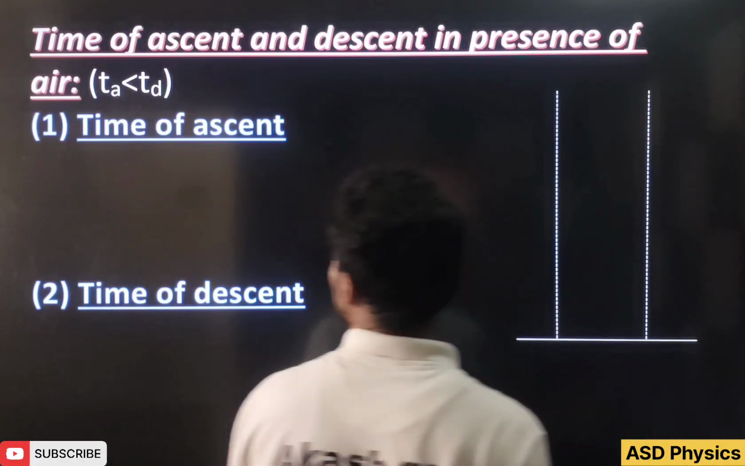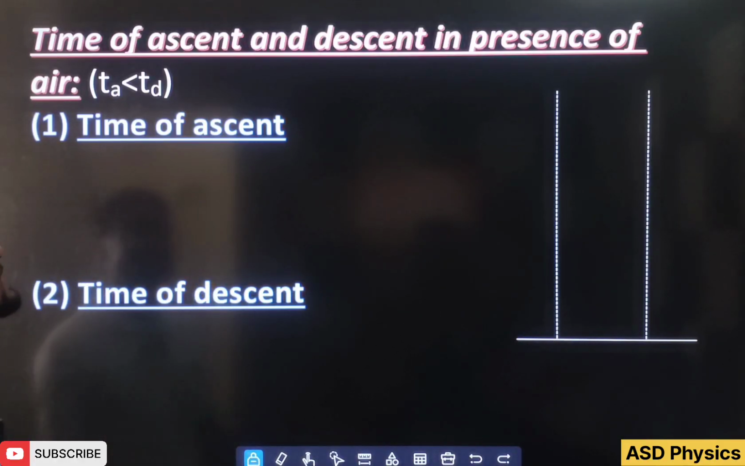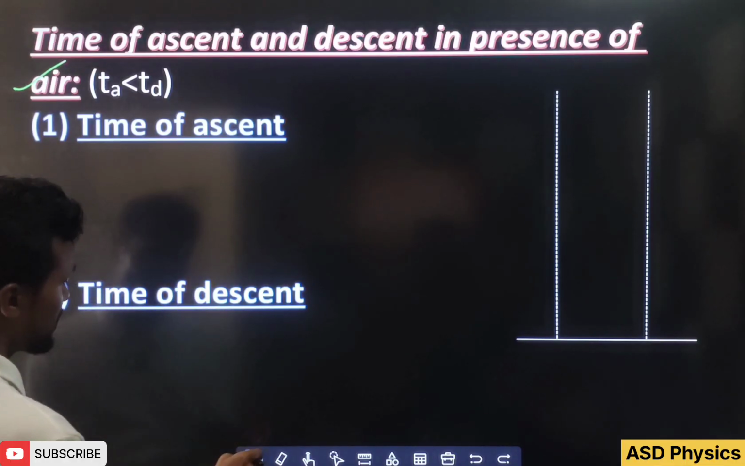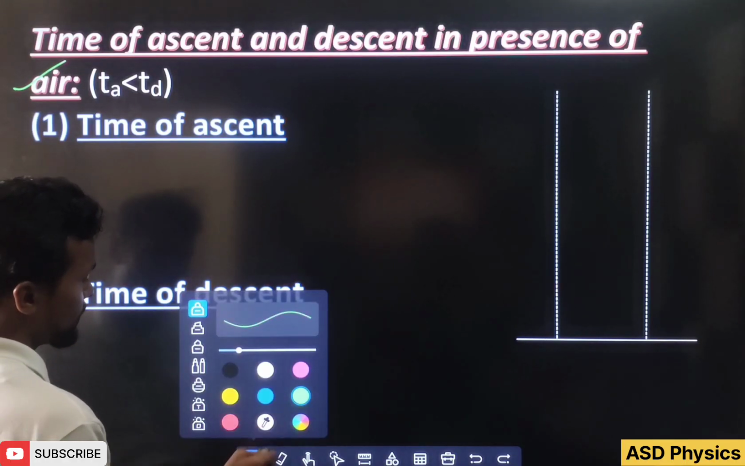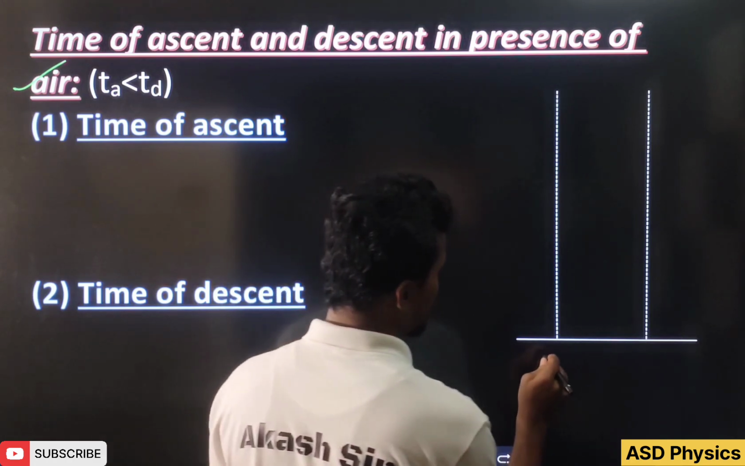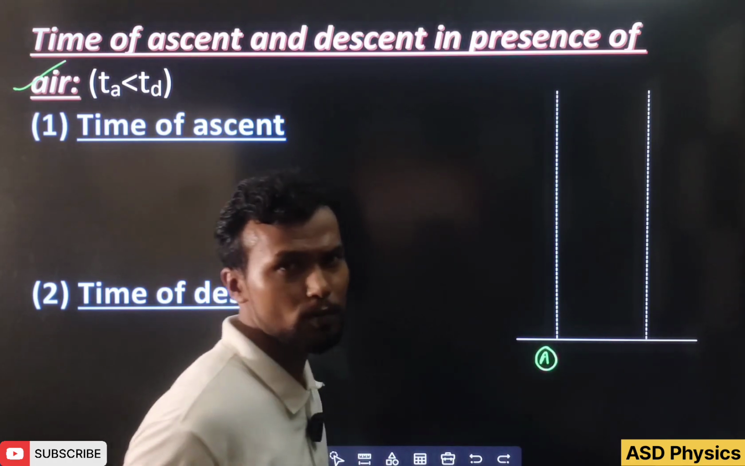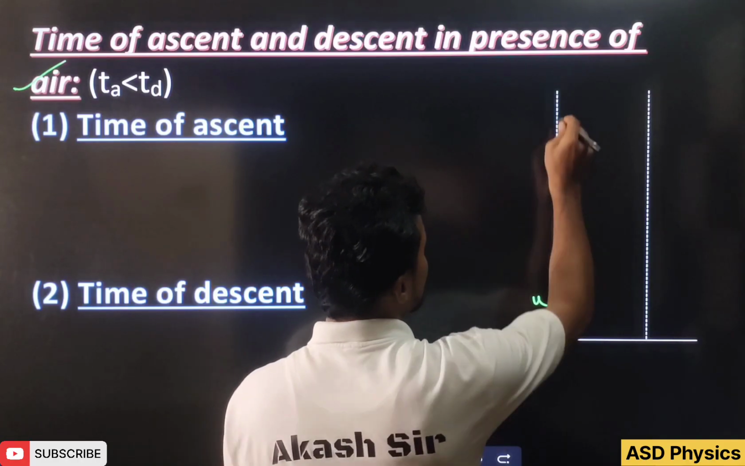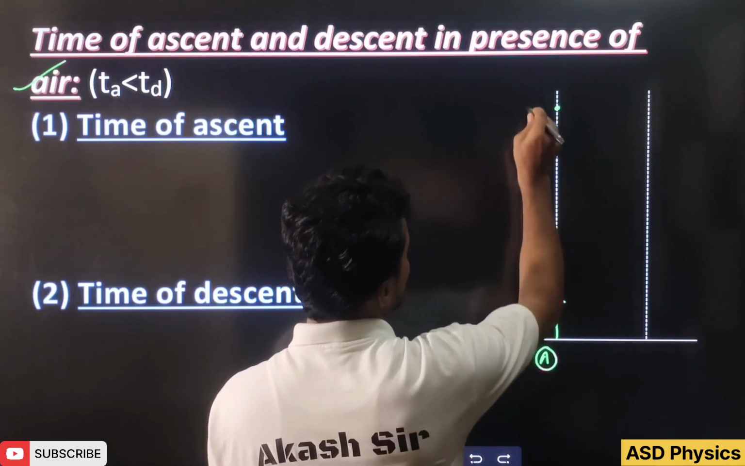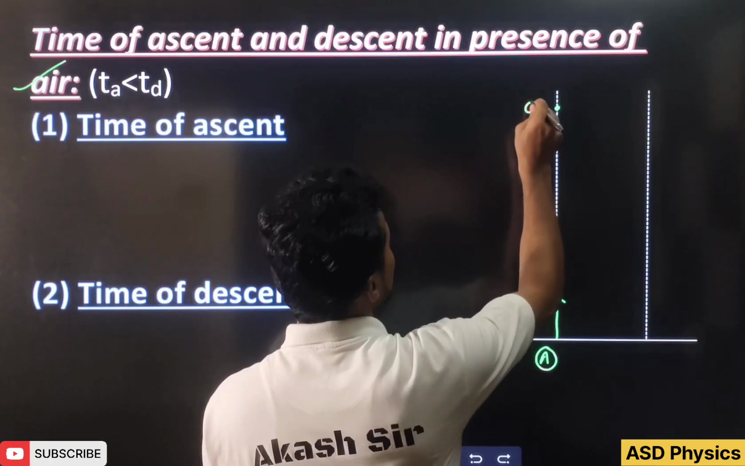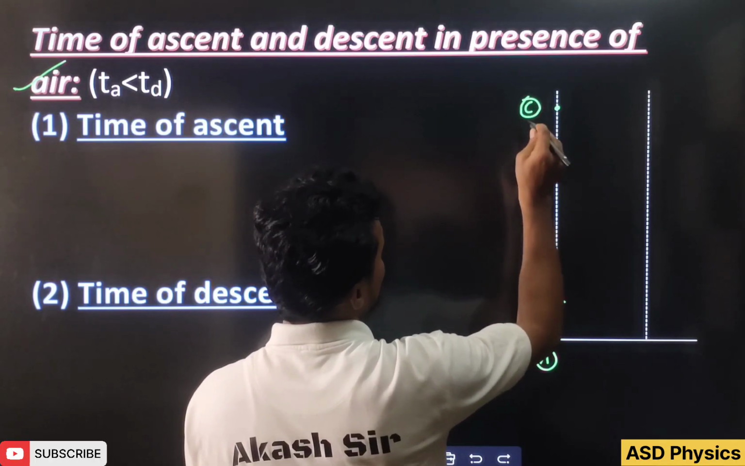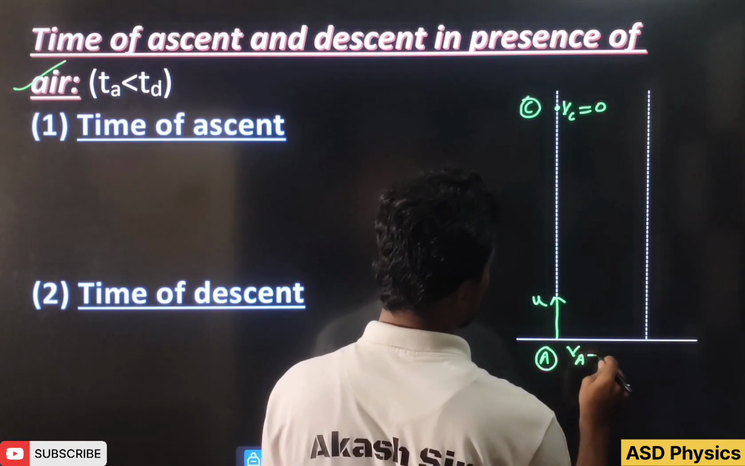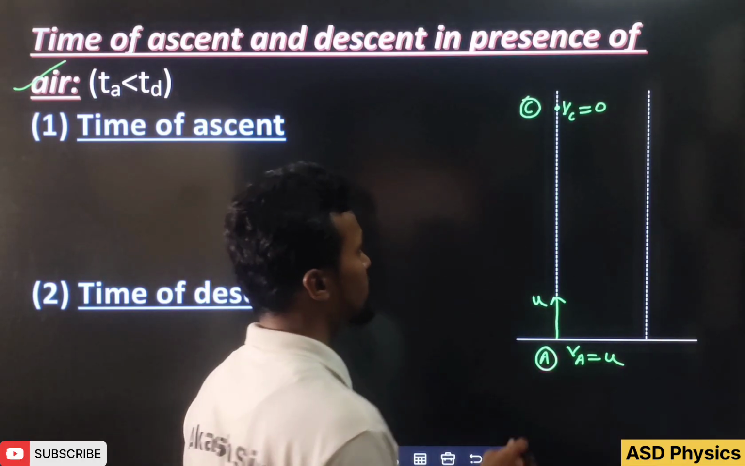Okay. Now students, after that, time of ascent and descent in presence of air. And here you are going to see that the time of ascent will be less than time of descent. Why will it happen? Kindly see very well. So again, let's see here, students. I am taking the object from point A with velocity u. It will go up. Let's take somewhere point C, and its velocity will be 0. And here at point A, velocity how much here? U. Is it? Now after that, what will happen here?